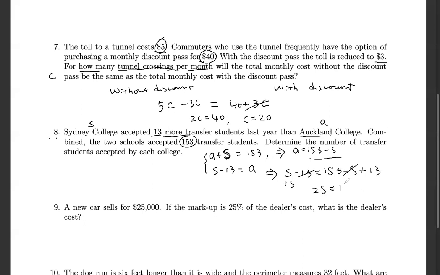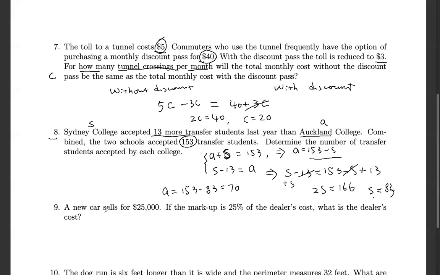153 plus 13 is 166. Now divide by 2 on both sides, so S equals 83, right? Because 2 times 8 is 16, 2 times 3 is 6, so 83. So the transfer students for Sydney is 83. Once we have S, we can find A. A equals 153 minus 83, which is 70. So we use the data given to form equations, then solve the equations. Typically in this, we have a system of 2 linear equations.